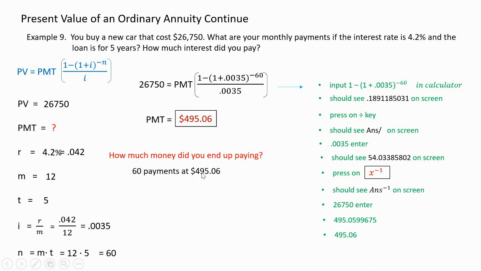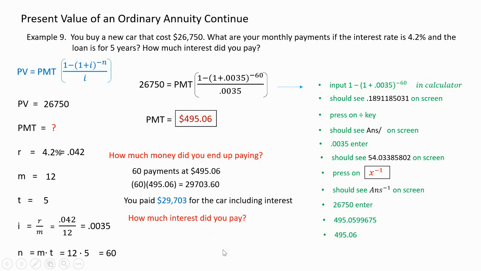So how much money did they make out of you? There were 60 payments, right? At $495.06 per payment. So we multiply those out. So we get $29,703.60. So that's how much you end up paying for the car, including the interest. So then how much interest did you pay the bank? The PMT stands for payment. Is that your question? Yes. Okay, so now we subtract, right, the total minus what we borrowed. So this is how much you paid in interest, which was almost $3,000.